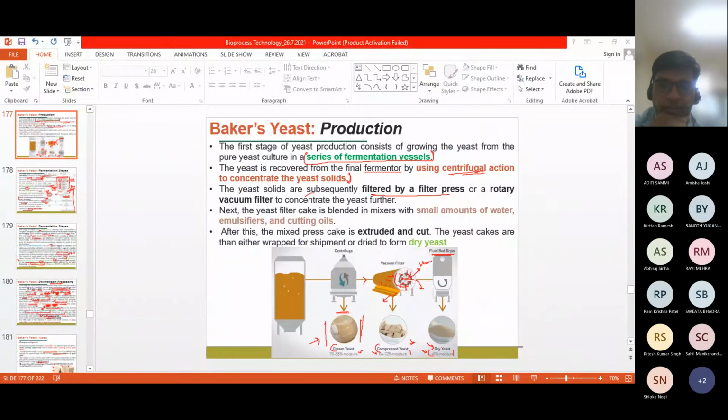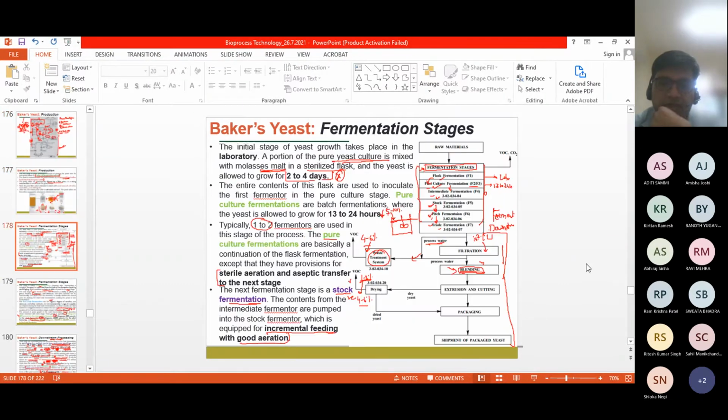If we have a bit of discussion, for example, can anyone tell how many stages of fermentation there are? We have discussed that. Can anyone tell why we are carrying out several stages of the fermentation process in baker's yeast production?